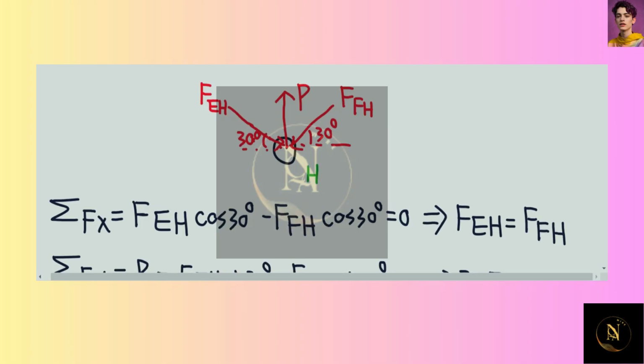So this is the force diagram for the joint H. We know the system is in equilibrium, therefore the net force along the x and y directions is equal to 0. So we have FEH cosine 30 degrees minus FFH cosine 30 degrees is equal to 0 along the x direction. This will give us FEH is equal to FFH.